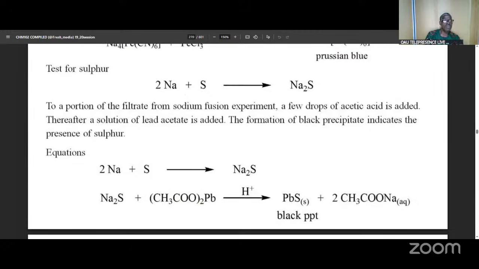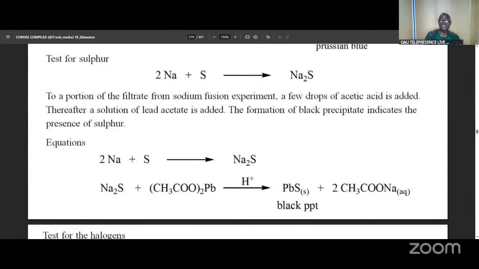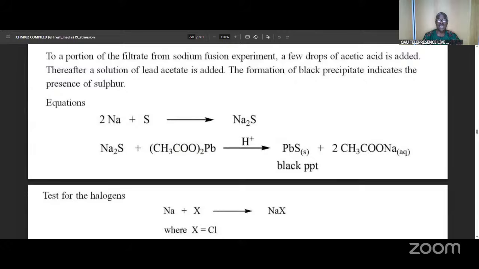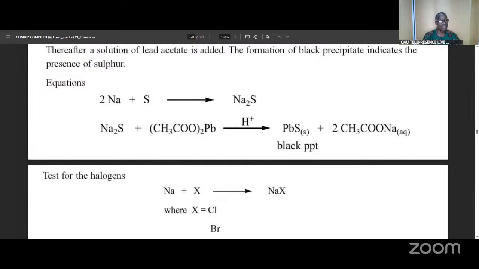So also from our filtrate, from the sodium fusion test, take a portion, maybe 0.5 cm cube again, and add a few drops of acetic acid, and thereafter a solution of lead acetate is added. Now, what will be the result? Formation of a black precipitate will indicate the presence of sulfur. The presence of black precipitate indicates the presence of sulfur.